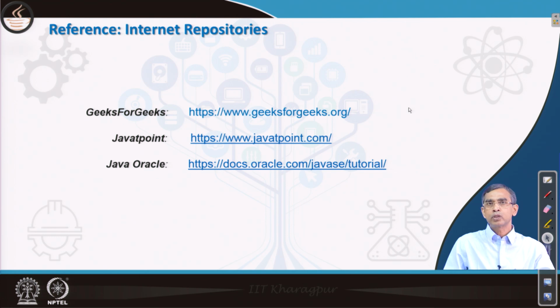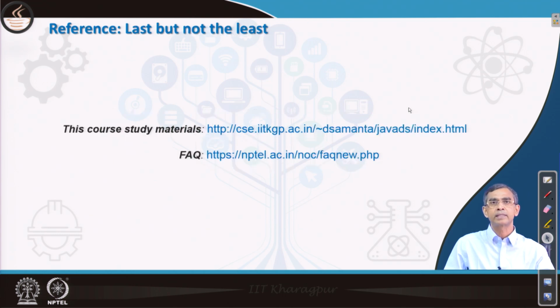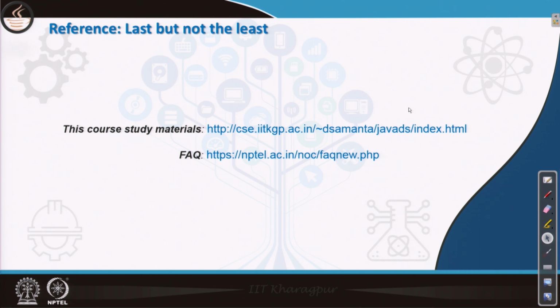Now there are many resource materials available on the net. Here, for example, are three links I have given: GeeksforGeeks, JavaTpoint, and the Java Oracle website, which is the official website for Java programming, where you can get everything in detail. And in addition to this course, video lectures and everything, we have planned to have all the materials covered related to these subjects. You can have a link to get it on the network. All the programs that will be covered in this course you will also be able to get from there.